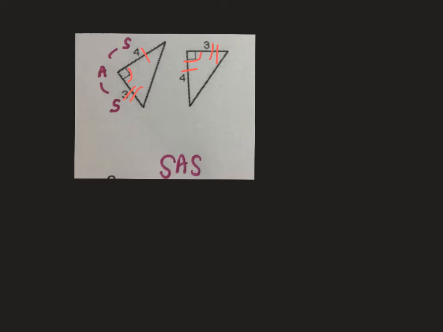And so if I look at this, I can see that if I start at the side that's 4, and then I do the right angle, and then I do the side that's 3, I have side, angle, side. So start at the side that's 4, then the right angle, then 3. I have side, angle, side. And so these triangles are congruent by the side, angle, side theorem.